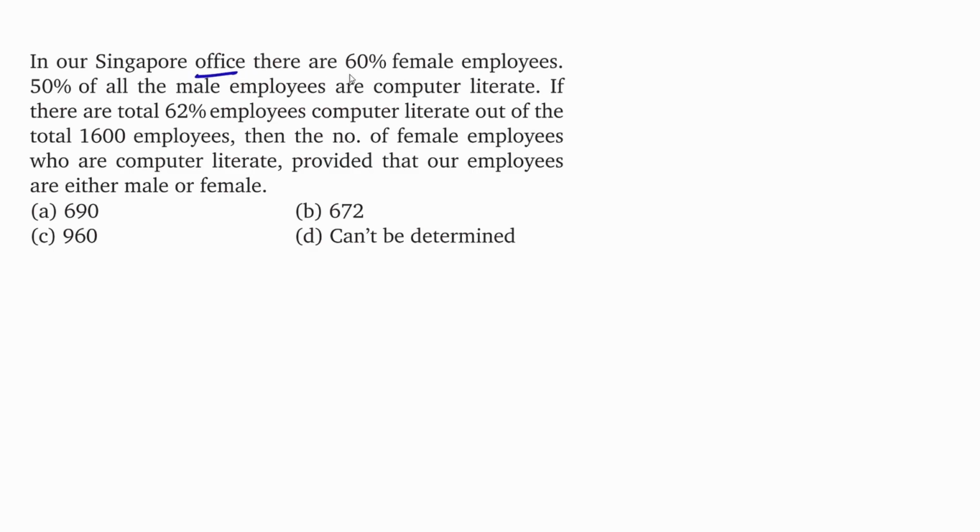In our office, 60% are female employees, and 50% of all the male employees are computer literate. There are 62% computer literate out of 1600 employees. Then find the number of female employees who are computer literate, provided that our employees are either male or female. So just by this, apparently, we cannot conclude that the 100% of employees consists of 60% female and 40% male. Well, that's why you always read the whole question.